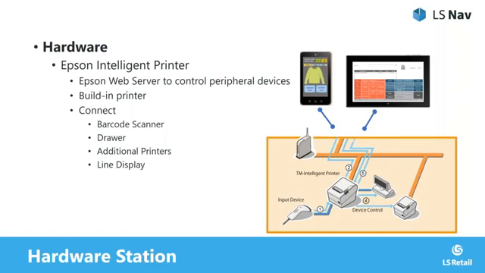You might ask, how do I connect all the peripheral devices like a scanner, line display, a printer, or for example, a drawer?